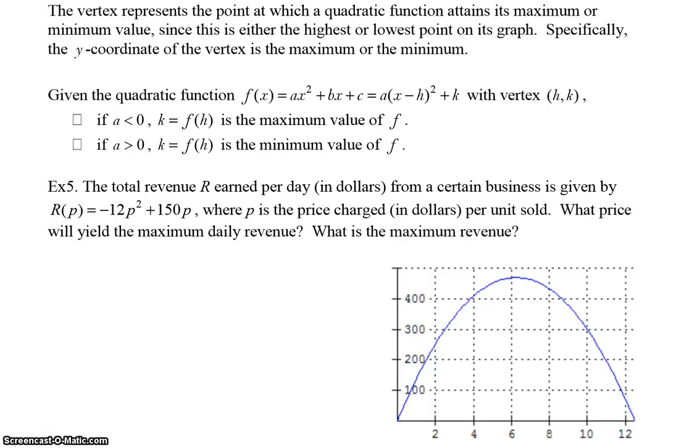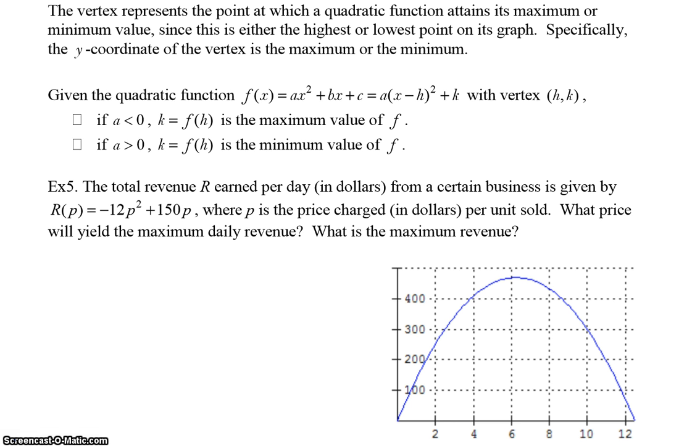Concluding the section 3.1 notes, we now turn to an application of quadratic functions to problems involving finding a minimum or a maximum value. This is based on the following result that you see at the top of page 4 of the notes. The vertex represents the point at which a quadratic function attains its maximum or minimum value, since it's either the highest or the lowest point on the graph.